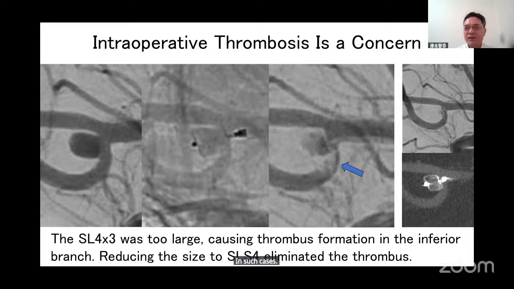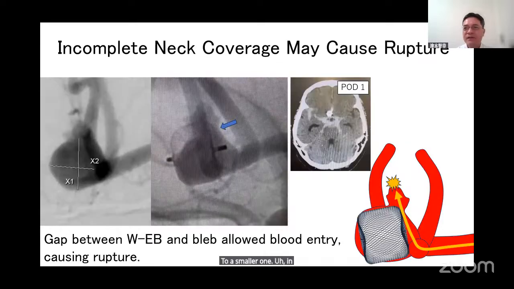Here is another example. This aneurysm was on the inferior branch, and thrombosis was observed, so the device had been changed to a smaller one. In this case, the intrasaccular device couldn't fully seal the neck, so blood flow persisted into the bleb, which led to rupture after the procedure.